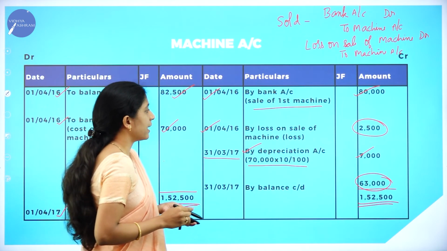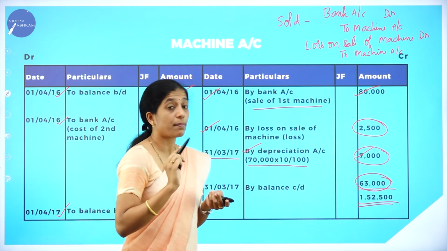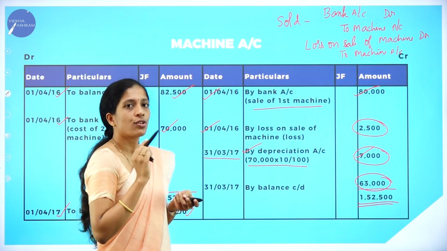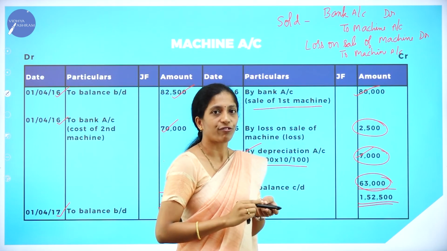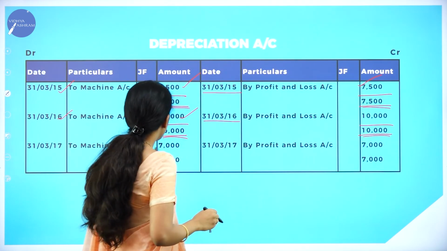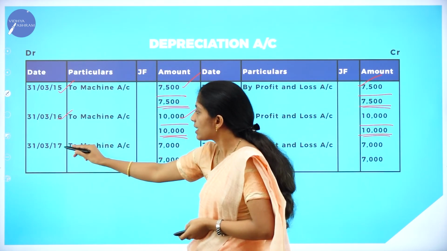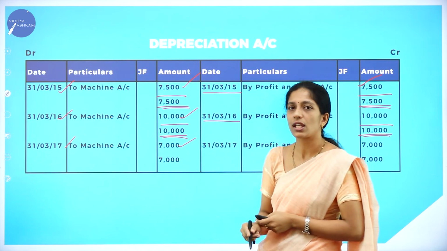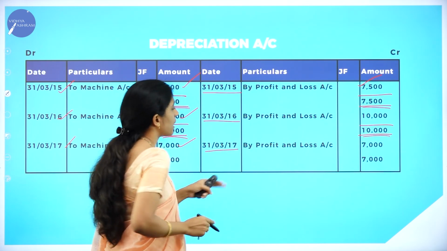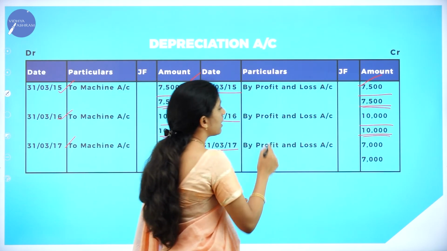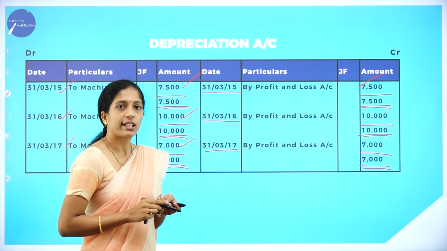Now, coming to the third year. So, what was third year depreciation? That is depreciation on new machine. But the depreciation was how much? 7,000. So, transfer that depreciation to machine account and transfer to profit and loss account. So, how to record? That is to machine account, that is end of third year, 31st/3/2017, to machine account 7,000 and transfer that amount to profit and loss account. So, how to record? 31st/3/2017 by profit and loss account 7,000. Both the sides will be 7,000. Hope you are clear with the problem.